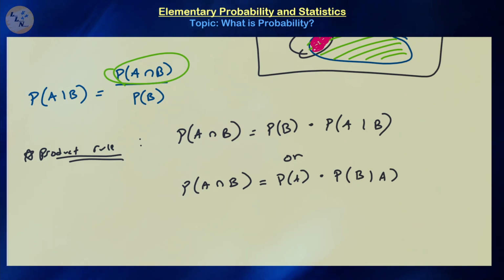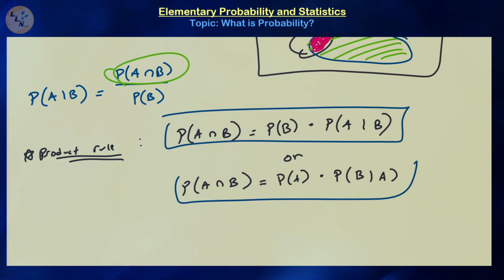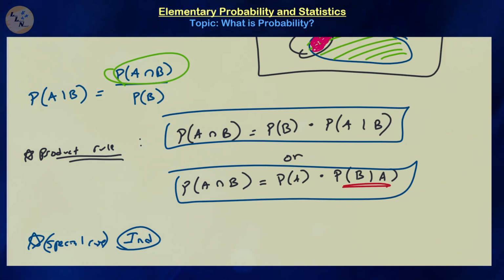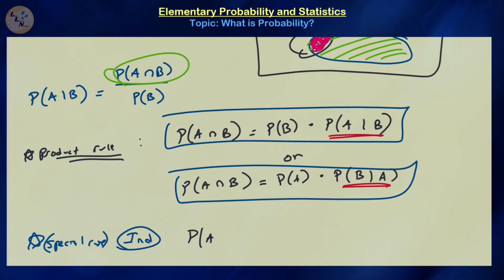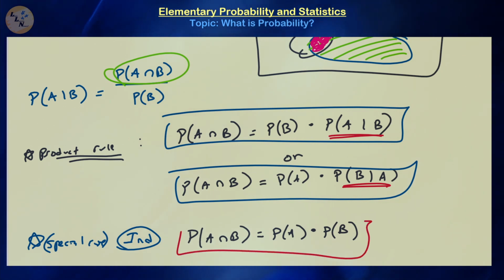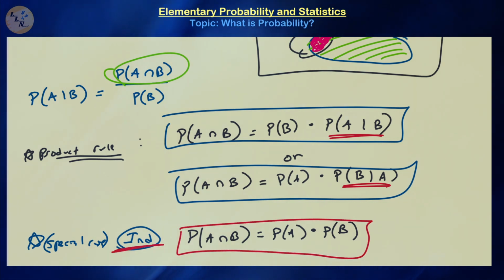Now, is there a special case for the product rule for probabilities? Yes, indeed. A special case for independent events, right? Because if these events are independent, then A doesn't really care about B and B doesn't really care about A. So the probability of B given A is just going to be the probability of B, and the probability of A given B is just going to be the probability of A. That means the probability of A and B is just going to be equal to the probability of A times the probability of B. So this is a special case of the product rule for independent events.